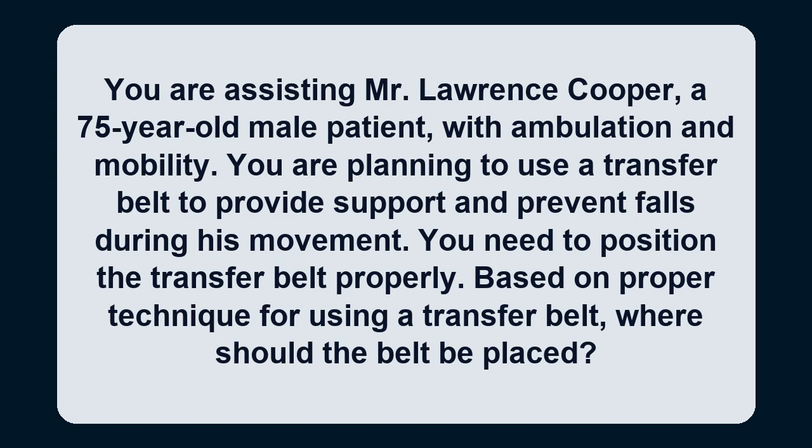Question 2. You're assisting Mr. Lawrence Cooper, a 75-year-old male patient with ambulation and mobility. You are planning to use a transfer belt to provide support and prevent falls during his movement. You need to position the transfer belt properly. Based on proper technique for using a transfer belt, where should the belt be placed?